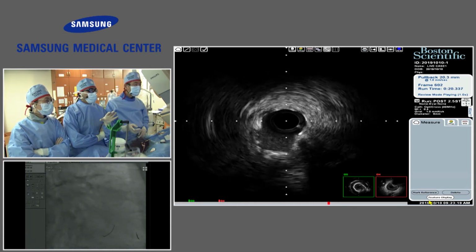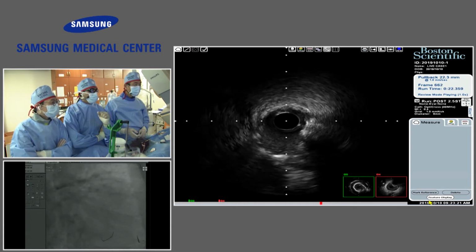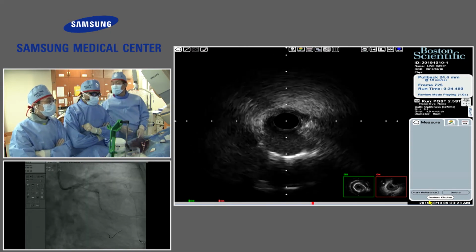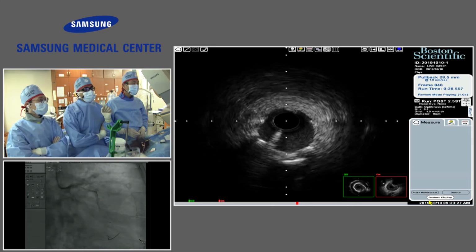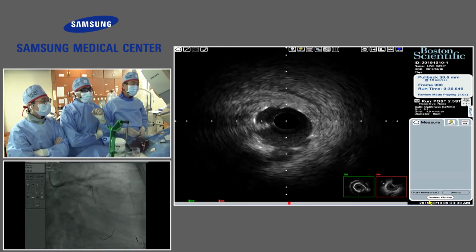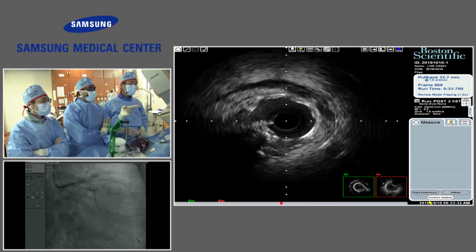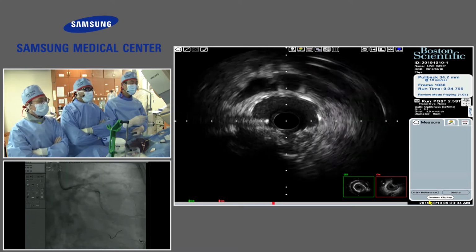Next. Okay, so this is the IVUS on what we believed was the true lumen. This is actually after the stent. Yeah, go back.